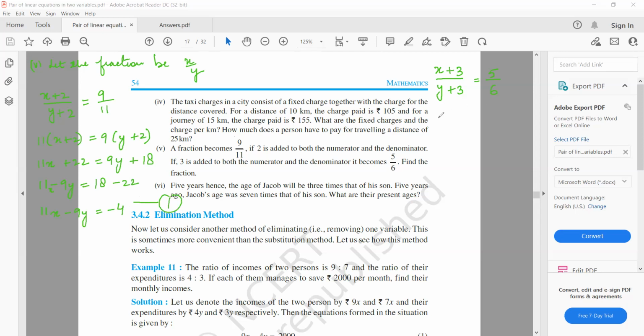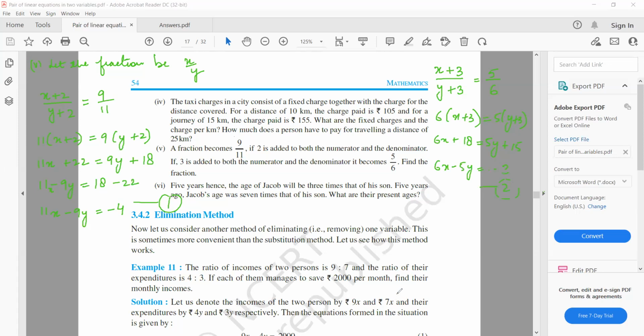And similarly, you can simplify this. So 6 into x plus 3 will become 5 into y plus 3, right? Now 6x plus 6 into 3 is 18 is equal to 5y plus 3 into 5 is 15, right? So 6x minus 5y will become 15 minus 18, which will be minus 3, right? Equation number 2.